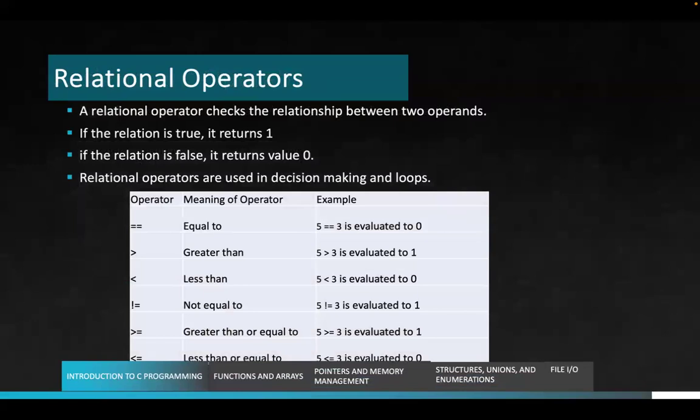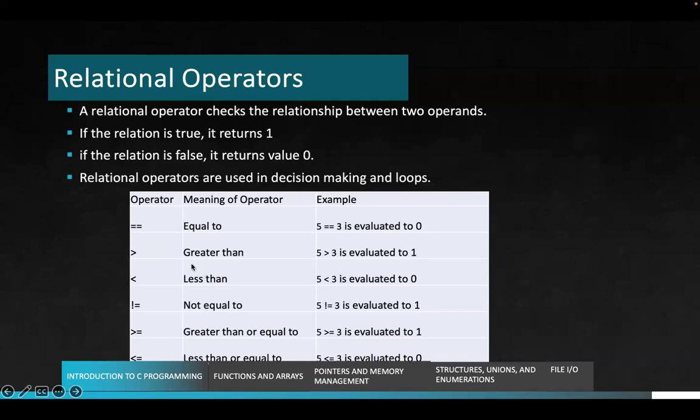Next one is relational operators. In these relational operators, it's very easy: if you are comparing something or establishing a relationship between two operands, then you will use a relational operator. If this relation is true, that means whatever assignments you are doing to correlate the relation between these variables, then if it is true, it returns 1. If it is false, it returns 0. All relational operators always return Boolean values.